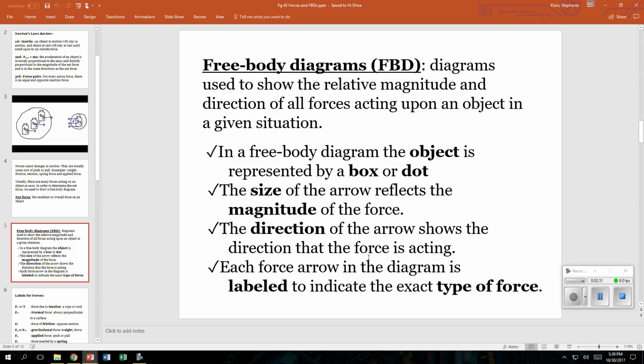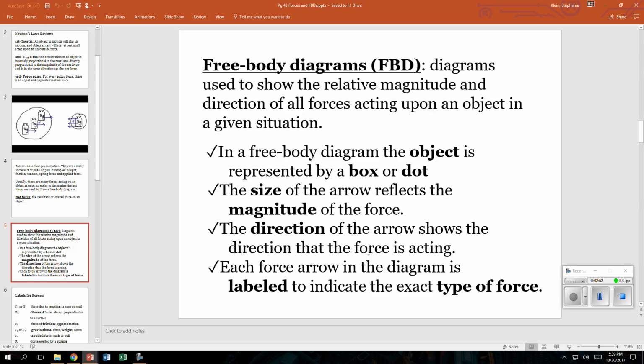Number one, in a free body diagram, the object is represented by a box or dot. Sometimes you may see a dot in the middle of a box. Two, the size of the arrow is going to reflect the magnitude of the force. That's the same way that we drew vectors, remember?